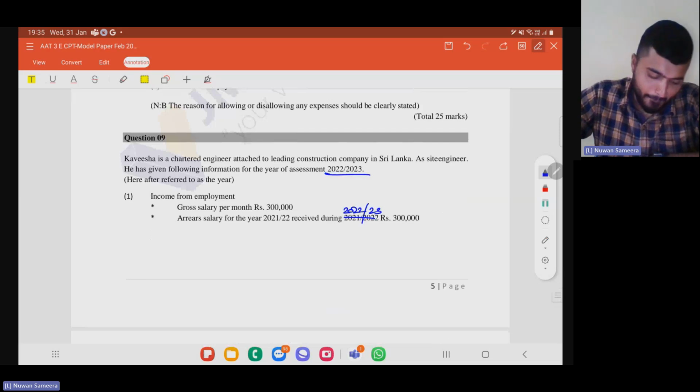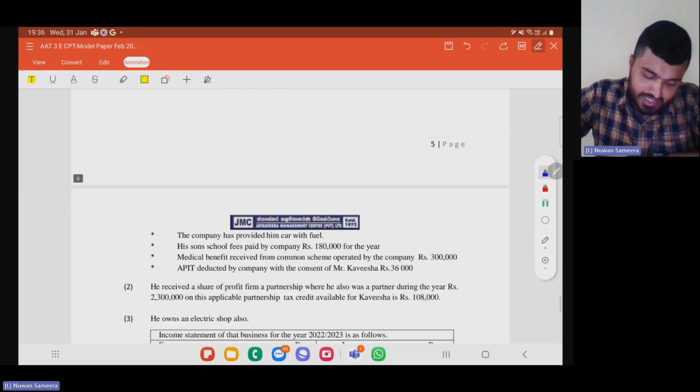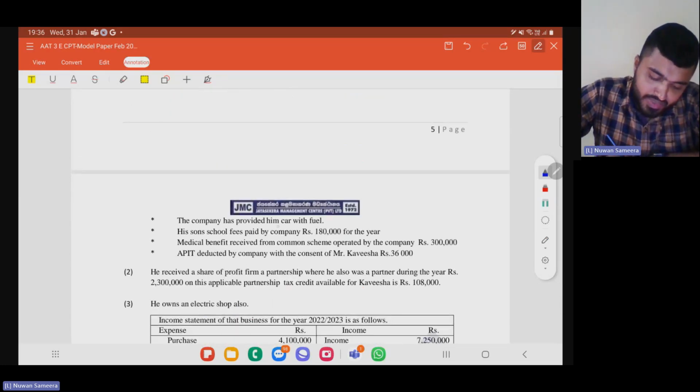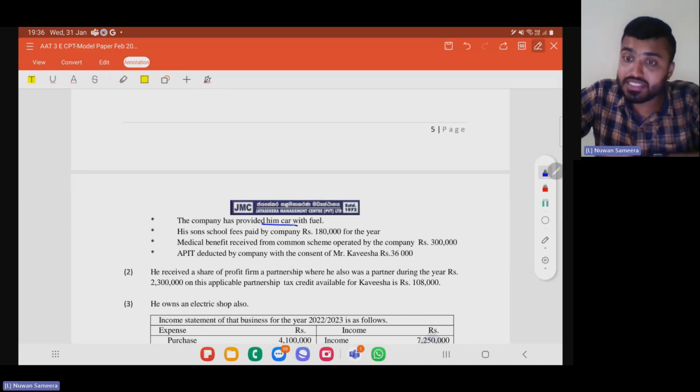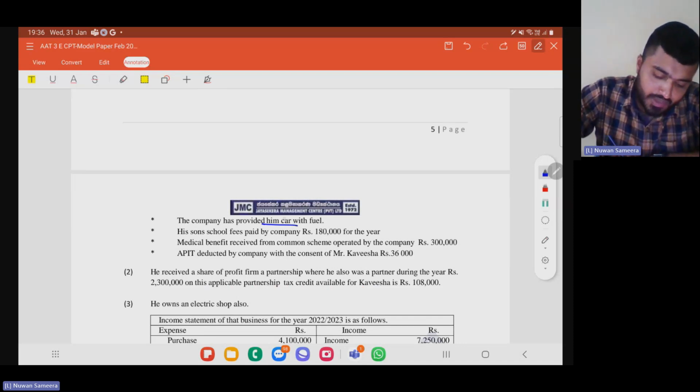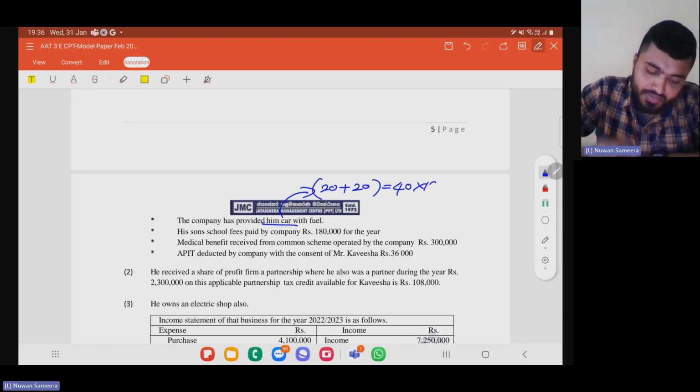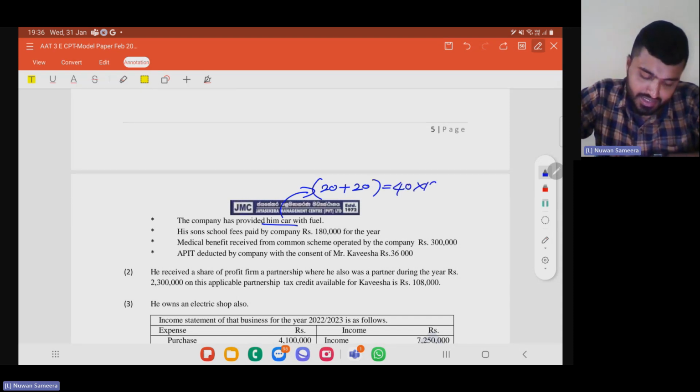Yes. Okay. So then you can see the company provides the car. If the company provides a car, irrespective of the capacity of the vehicle, the value is 20,000 per month. If it provides the fuel, there is another additional 20,000. Altogether how much? 40,000 per month into 2. That is the value, right? If it additionally provides a driver, then you should add another 10,000 per month.